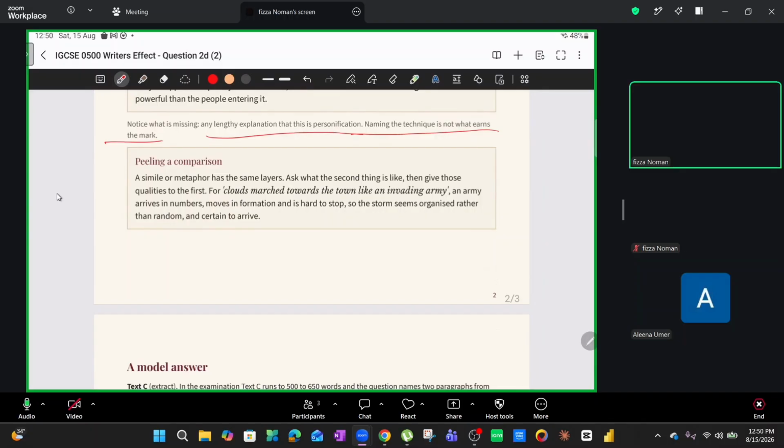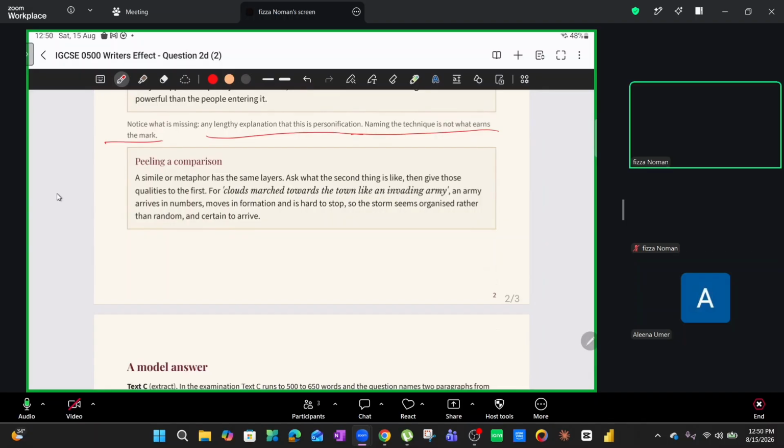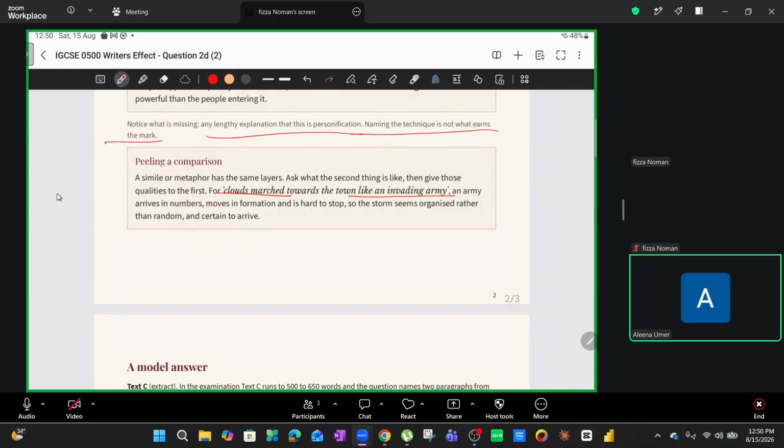But there is an interesting point here that I'll tell you. This is both personification and a simile, isn't it? Yes. Clouds marched is your personification, and like an invading army, this is a simile. Isn't that the case? Yeah. Are we good to go, beta? So far, so good? Yes.